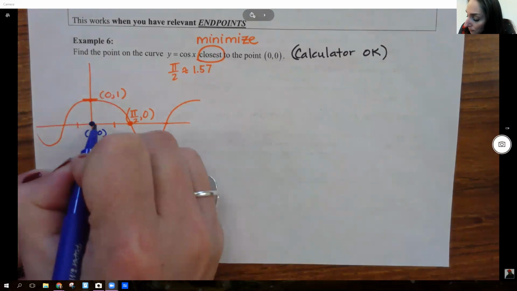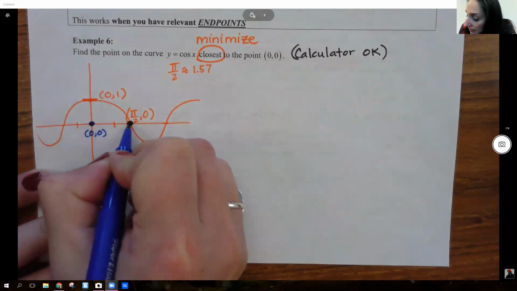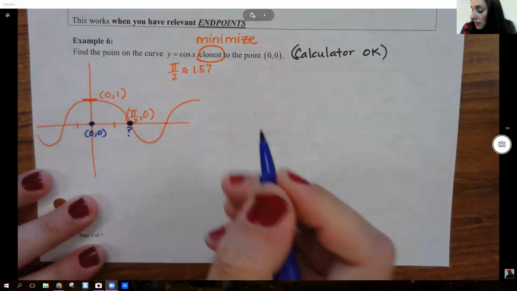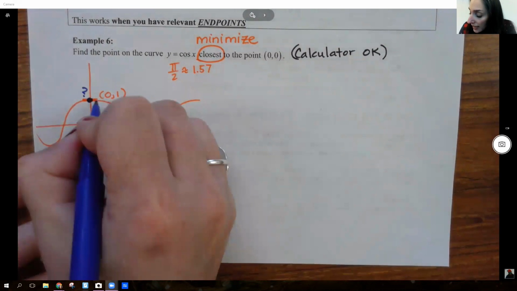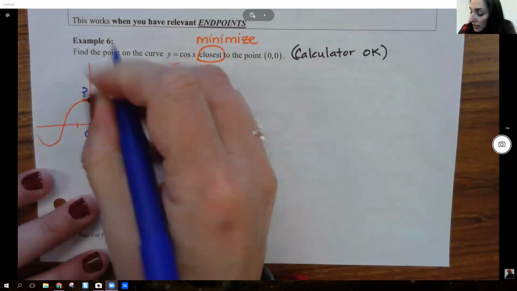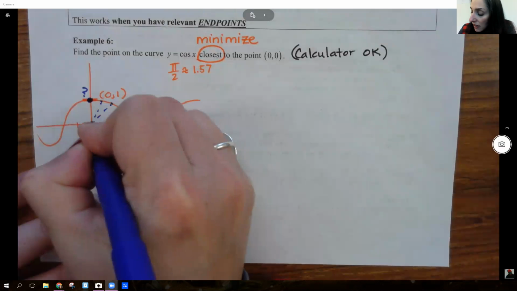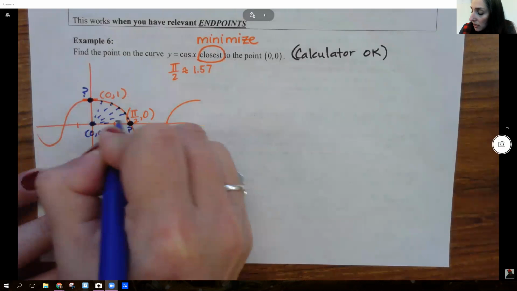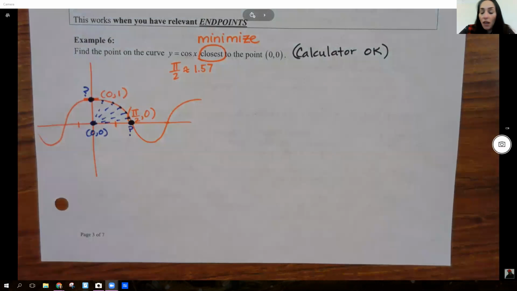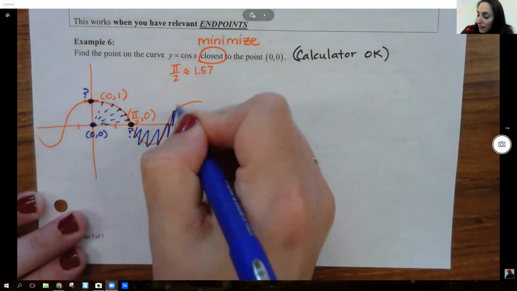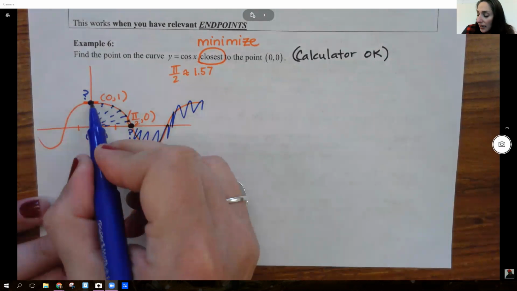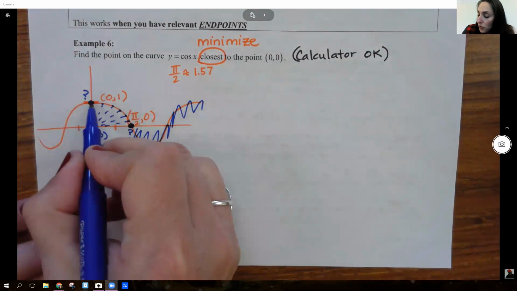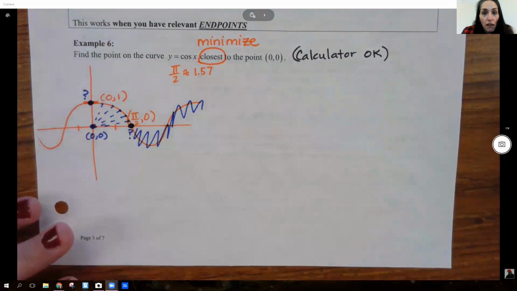So the question is, is this point the closest? Or is it something in between that is the closest point to the origin? We know it's not going to be anything out here, right? Because that's not close. That's starting to get far away, right? So it's none of this stuff. It's something in between here, or it's this one, or it's this one, right? Okay.